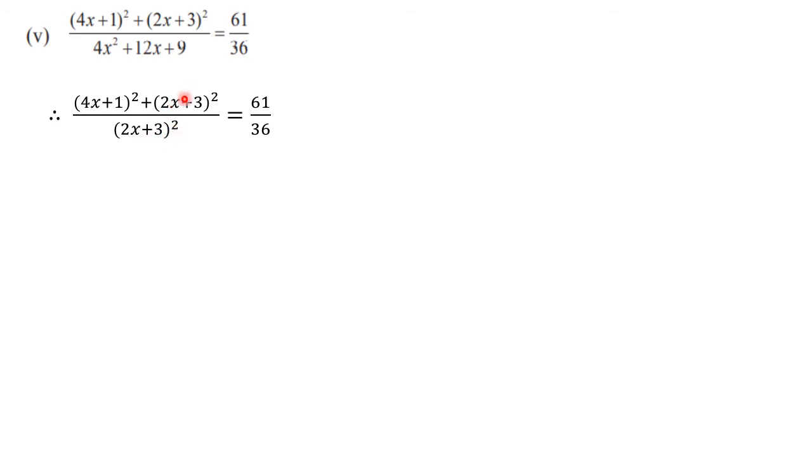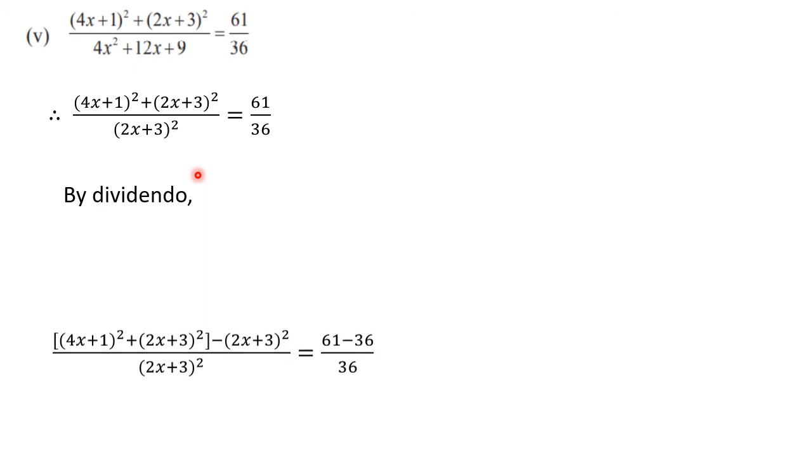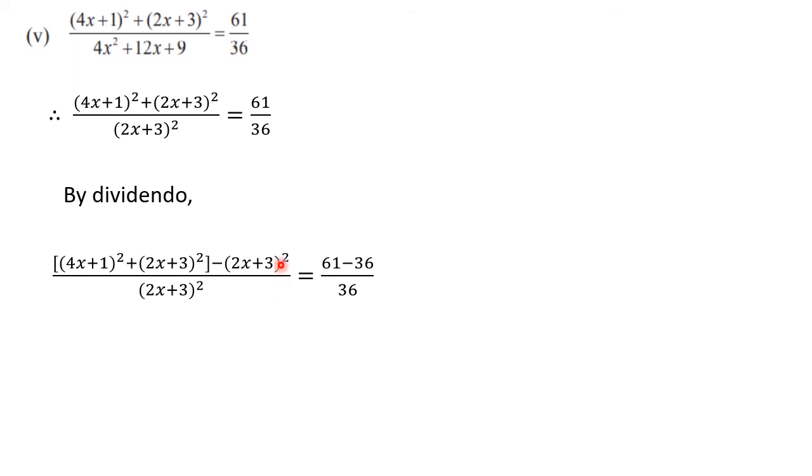Now here see the second bracket is same as the denominator, so you can solve it by dividendo. So write down by dividendo. Dividendo means numerator minus denominator upon denominator as it is. So see, this is the numerator written in square bracket minus the denominator, and the denominator as it is. The same operation we are doing on the right hand side: 61 minus 36 upon 36.